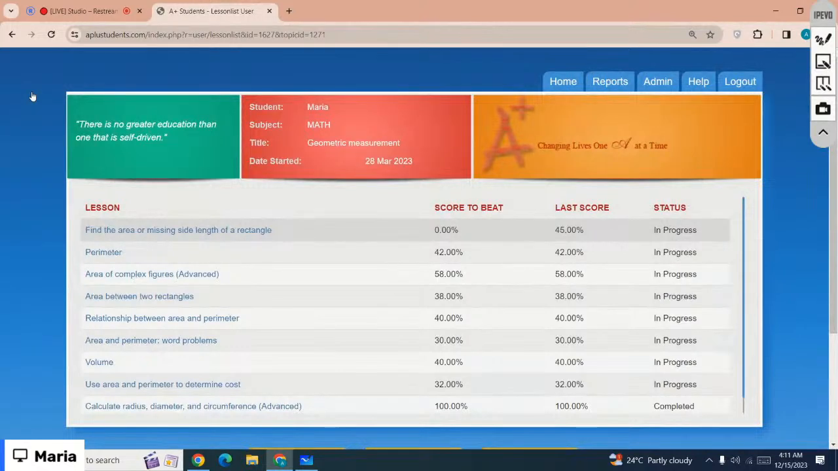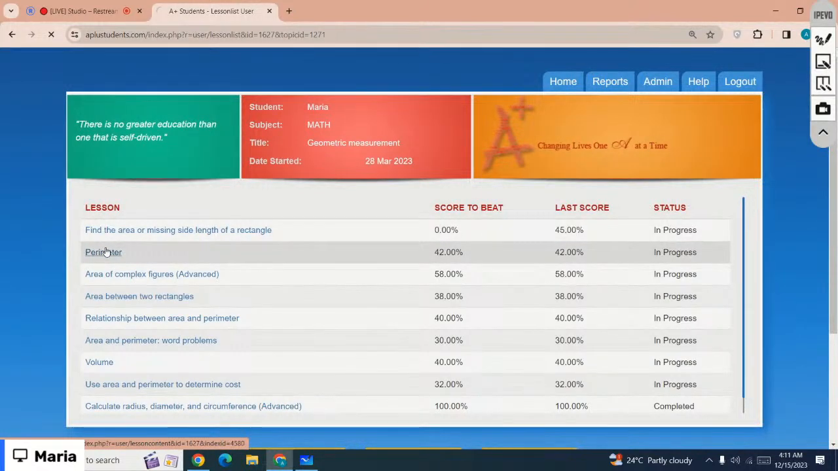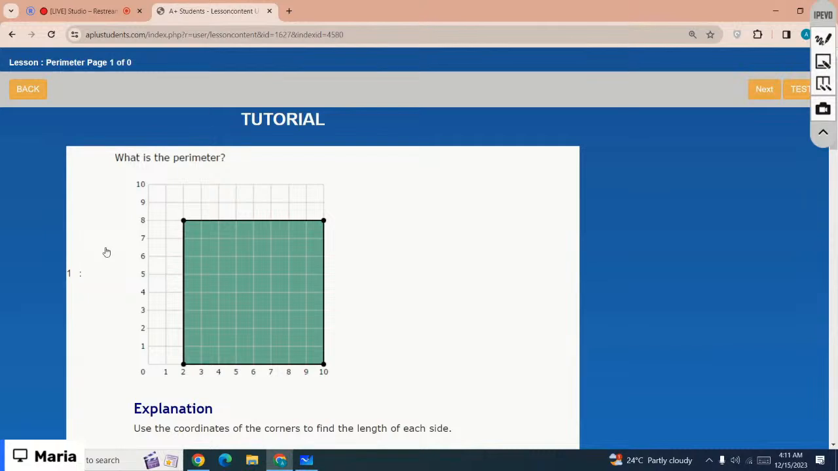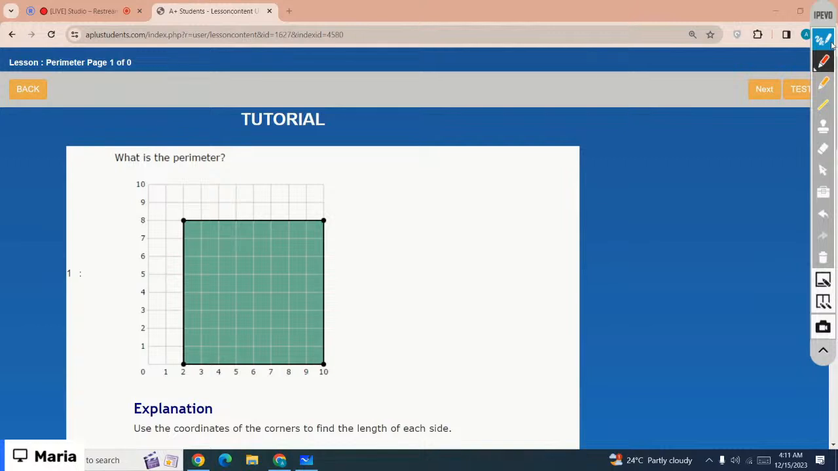The next lesson is perimeter. What is the perimeter? Perimeter is basically the total length around a closed shape. So whenever we need to calculate the perimeter, we need to add all the side lengths. You need to find the side lengths too, because that is given on the coordinate plane.